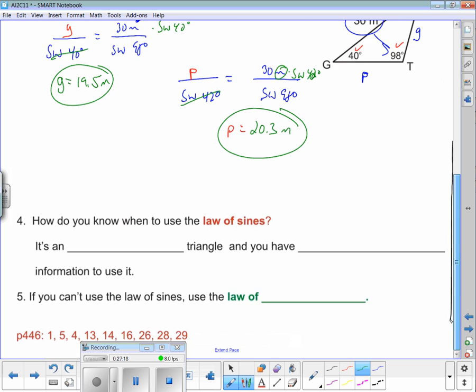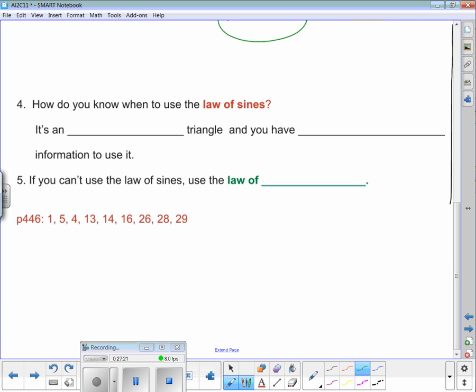All right, let's finish up this last aspect here. So how do you know when to use the law of sines? You look at a problem, all right? Well, it's an oblique triangle. In other words, it's not a right triangle. And you have enough information to use it. Hey, it's not a right triangle. You've got to use the law of sines, or the law of cosines, which is the next lesson. If you can't use the law of sines, you're going to use the law of cosines, and that's coming the next time we meet.